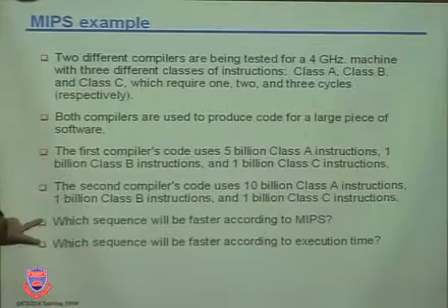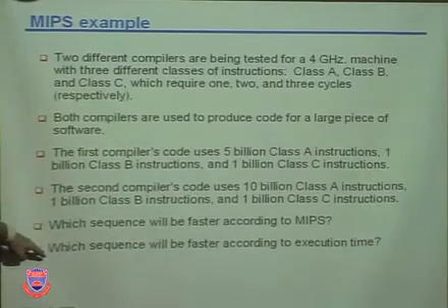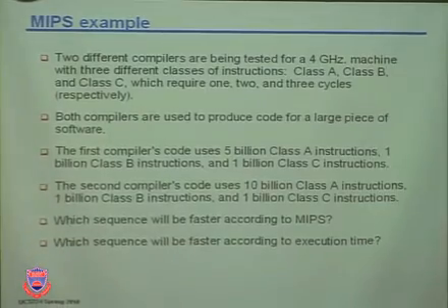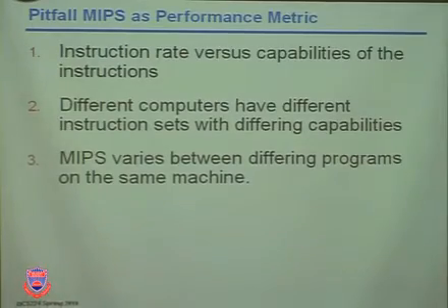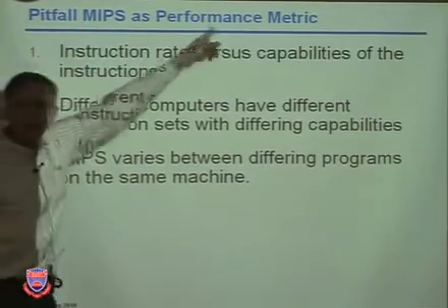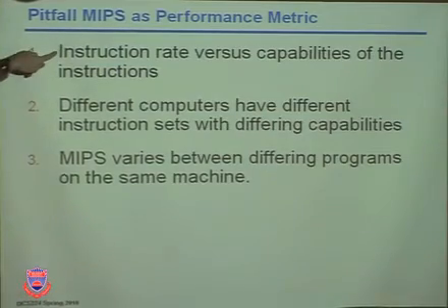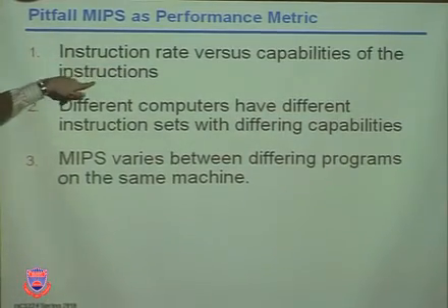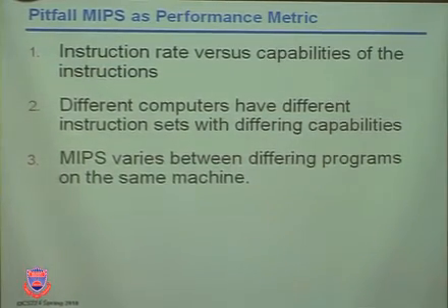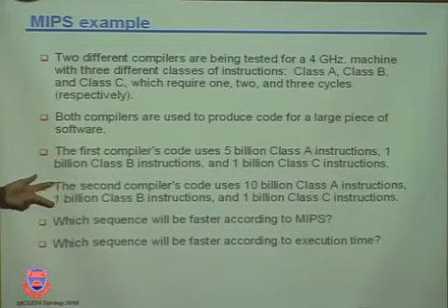Okay, so we've seen that these do not agree. Performance and time doesn't necessarily have anything to do with MIPS. All right, so MIPS is a pitfall. It's not a reliable performance metric. The instruction rate versus the capabilities of the instructions. Can anybody say why this seemed to have such a high MIPS?